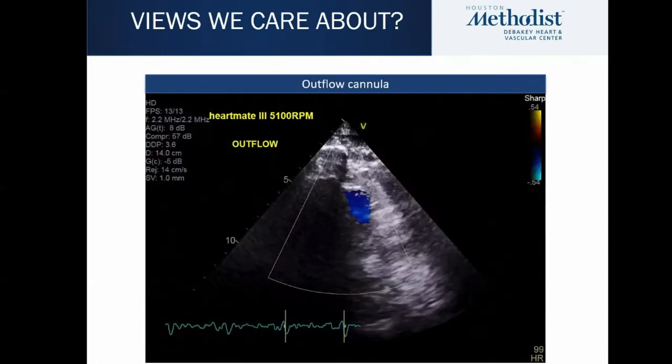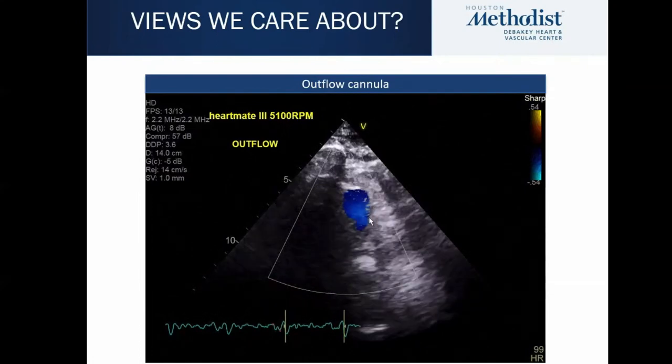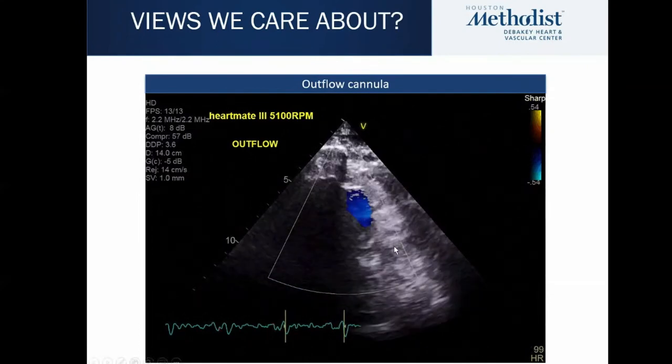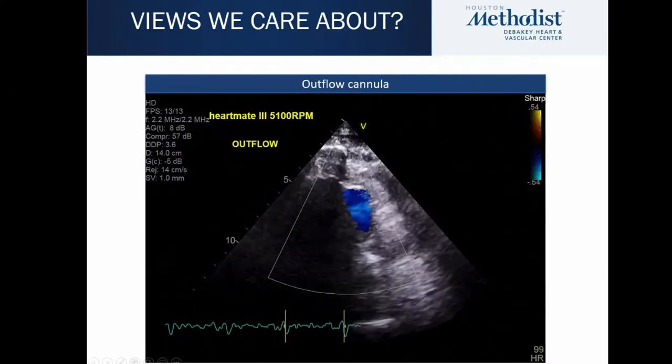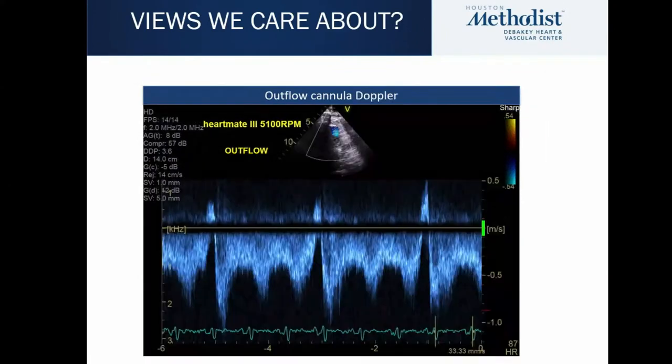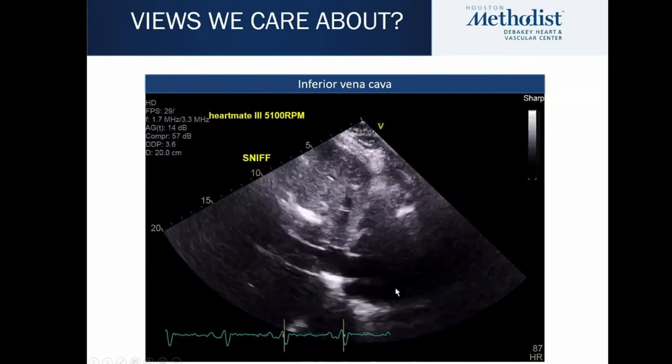This is an outflow cannula, and here our sonographer has nicely captured the Doppler flow in the outflow cannula. We try to go up in the right upper sternal border and capture the best position for the outflow cannula. This is also a nice depiction of the Doppler signals in a patient who has an intermittent signal. You can see that the diastolic velocity completely drops to zero, and these are the systolic waveforms.